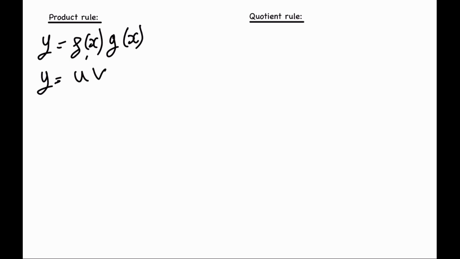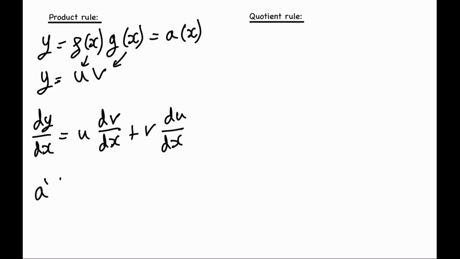Now let's move on to the product rule. The product rule is to differentiate a function where you have two functions, y is equal to f of x times another function, g of x, which you can write as y is equal to u v, where f of x is u and g of x is v. And you can write this as dy over dx is equal to u times dv over dx plus v du over dx.